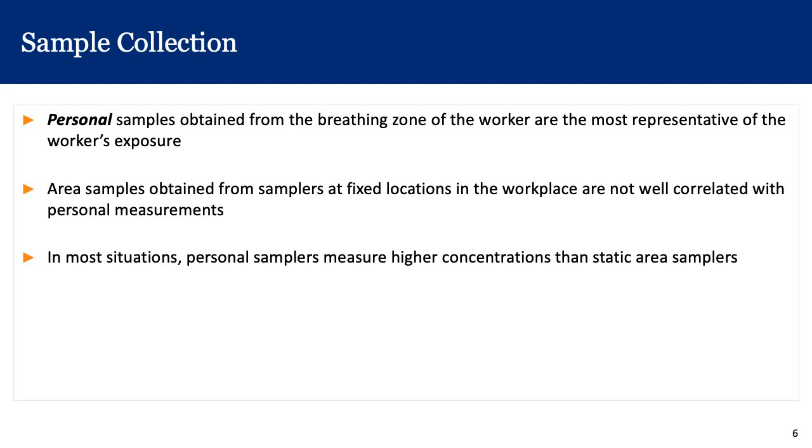And so a personal sampler that is mounted on the body of the worker would capture that particular task's exposure, but an area sampler that is located at some corner of the workplace, or maybe in the middle of the workplace, may not capture that. So in most situations, personal samplers measure higher concentrations than static area samplers.